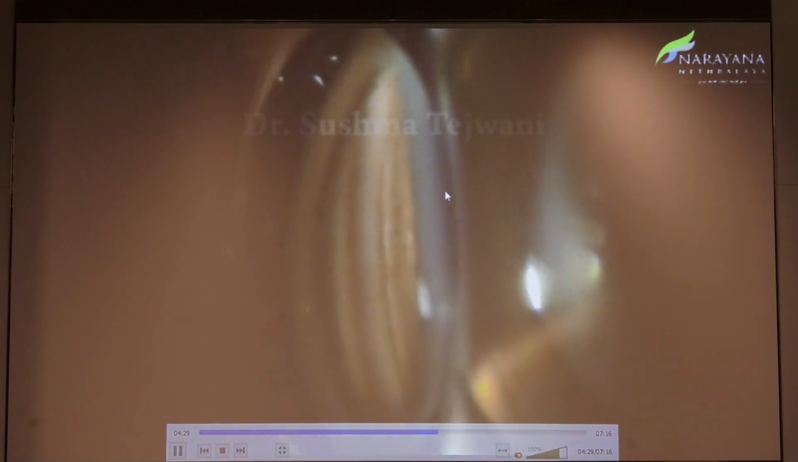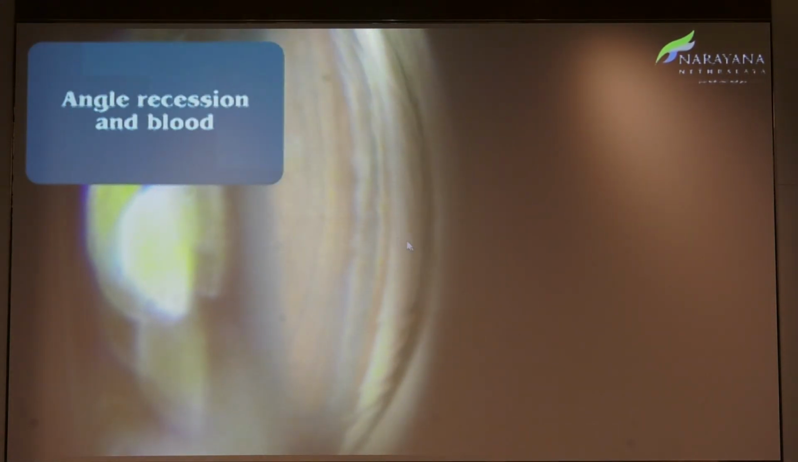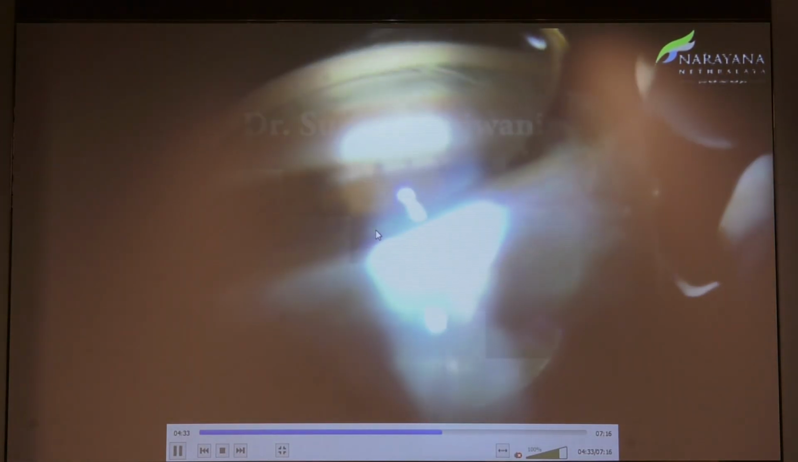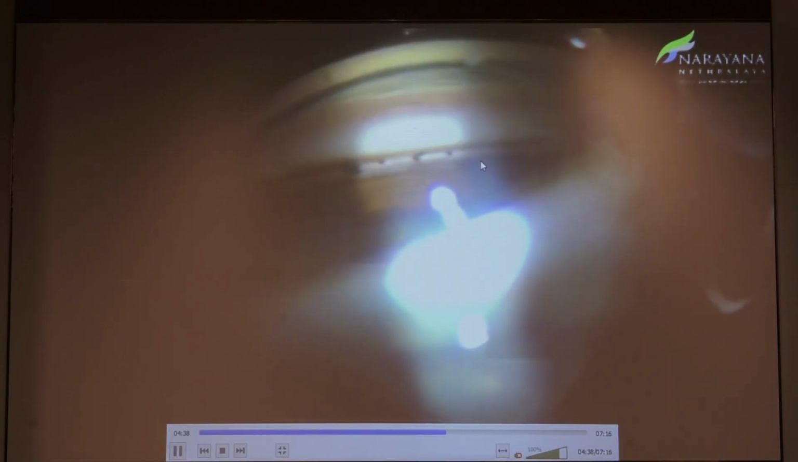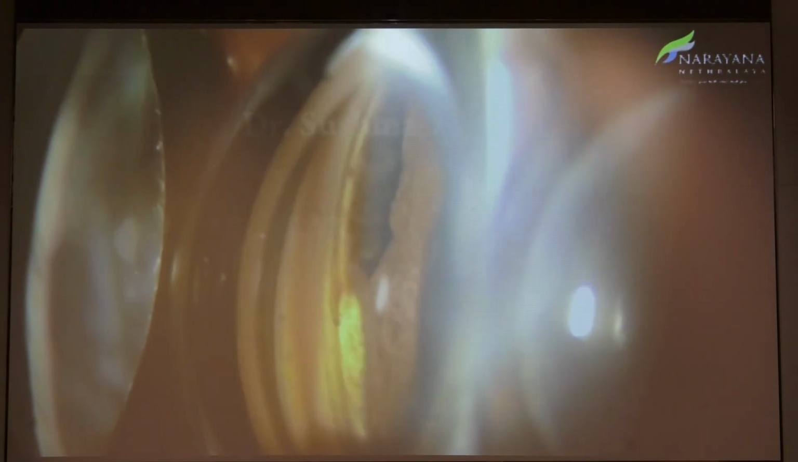Sometimes you can miss it. And this is the area where you can see the angle recession. You can see angle recession, widening of the ciliary body band. These are black balls in the inferior angle, suggestive of old hyphema. So this is a trauma patient.